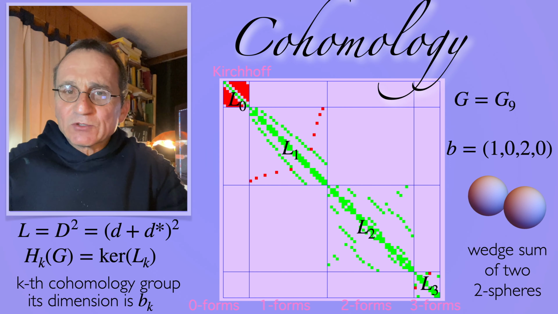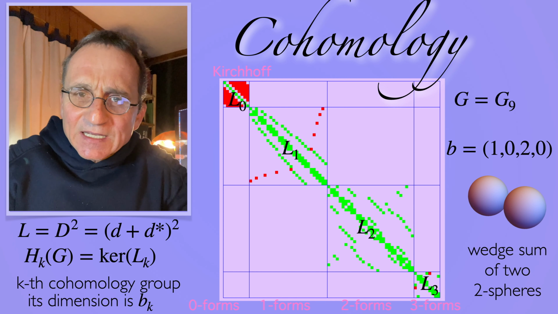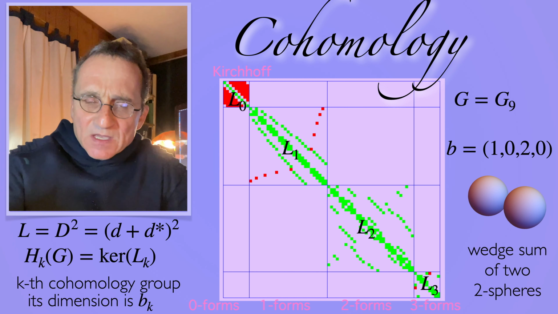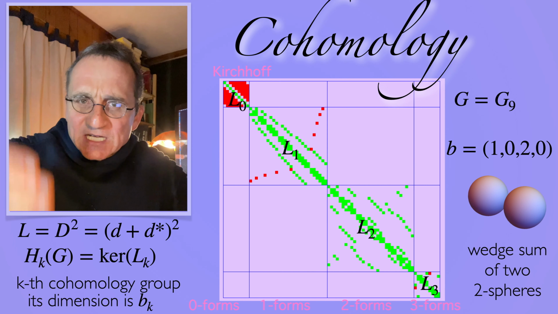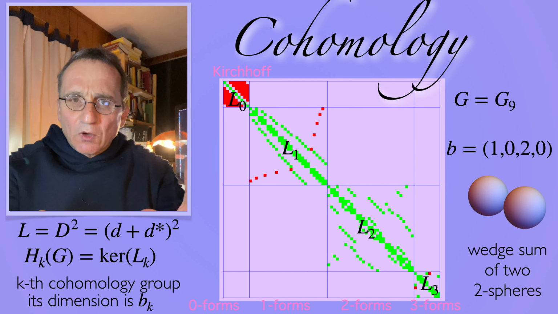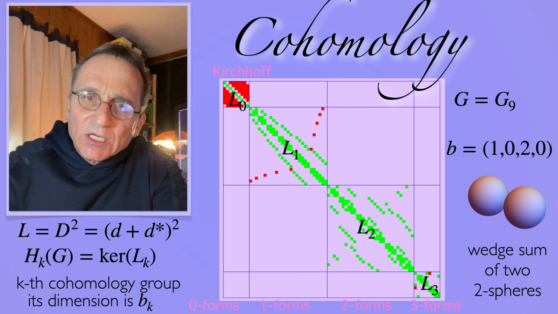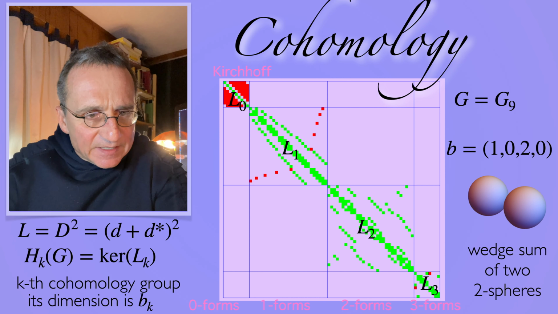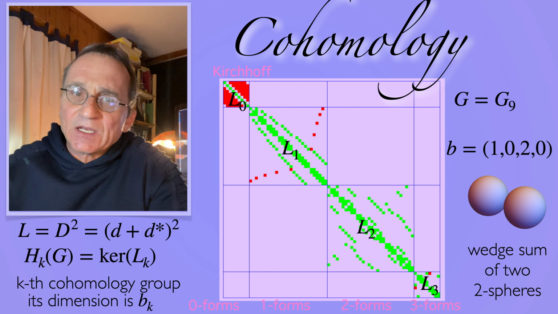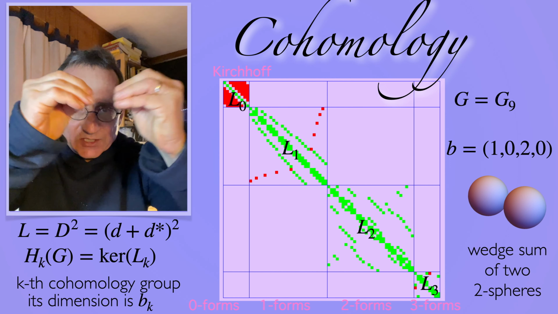And just something about the cohomology. It's quite a nice thing, and in many places I've put the code. It's about 6 lines of mathematical code to compute all these bases of the cohomology groups, and the Betti numbers, of course, as the dimension. So in this case, we have taken G9, which is a wedge sum of 2 spheres.